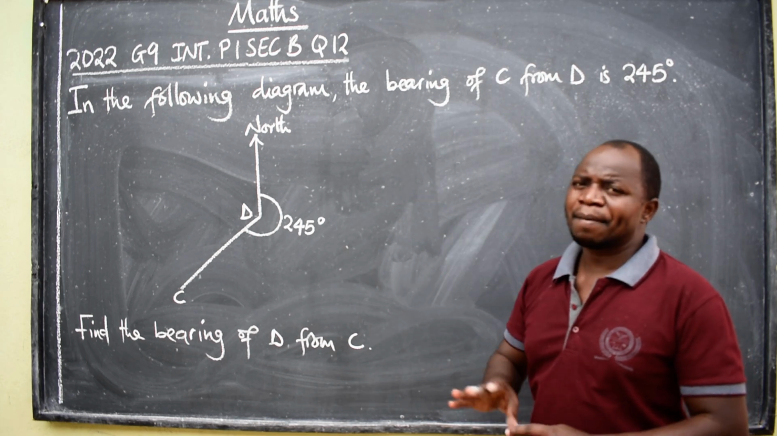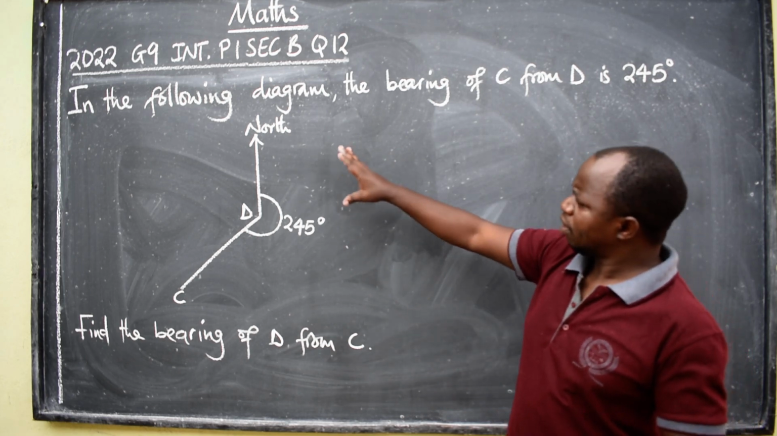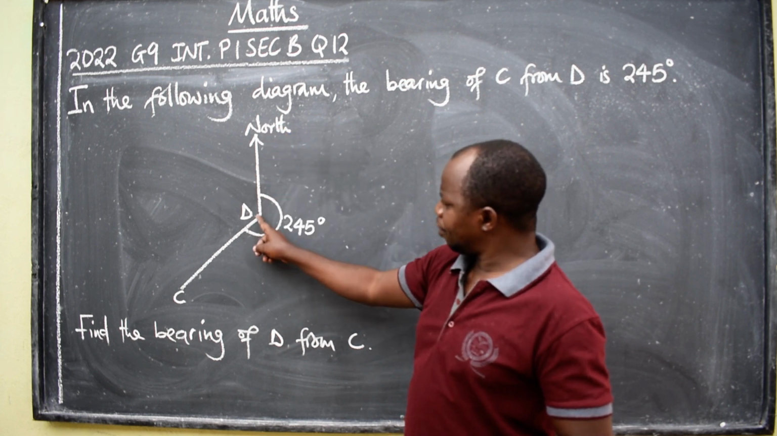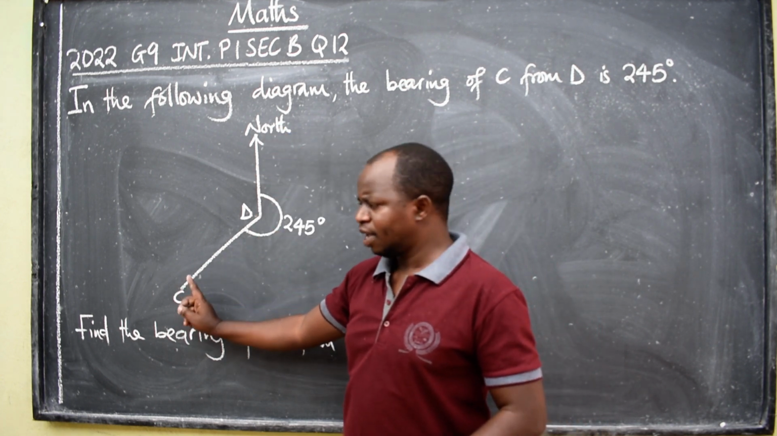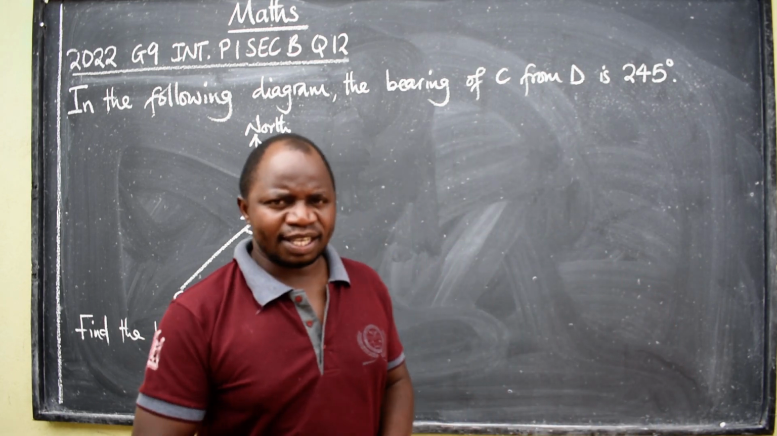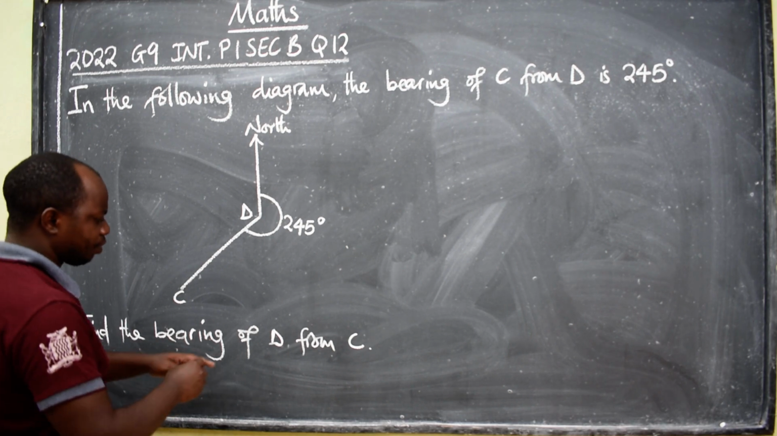So these are bearings and compasses. Well, we have the north here. We have point D here. We also have point C. Now they are saying find the bearing of D from C. This is the understanding that you need to know.